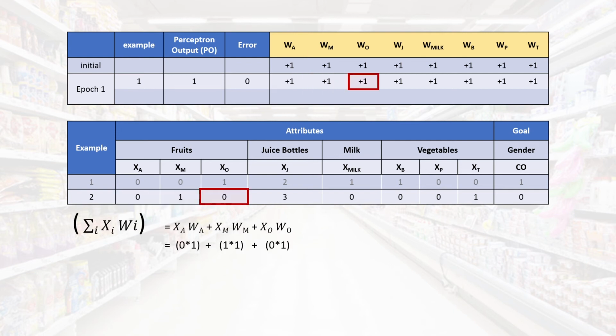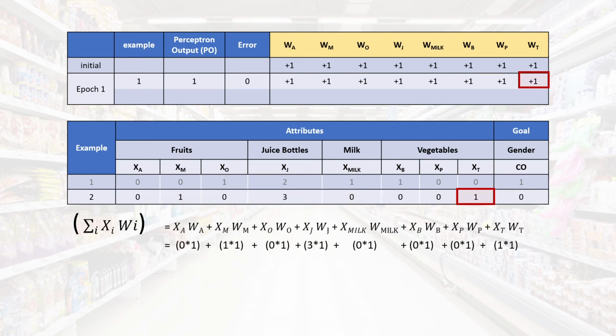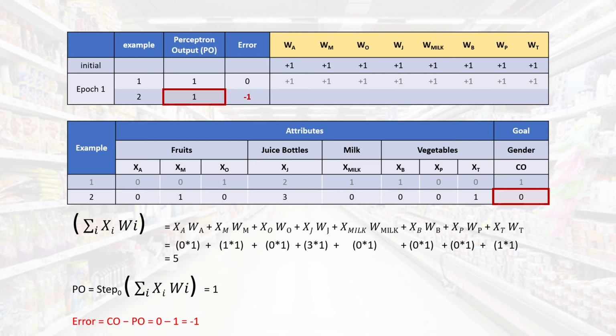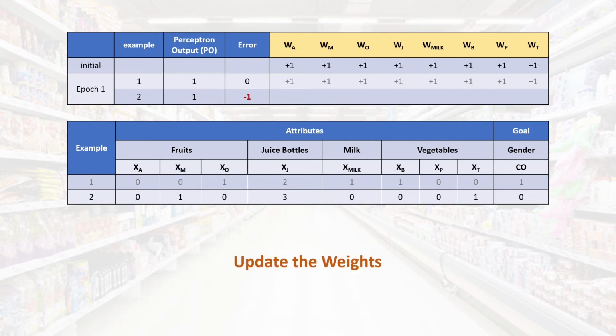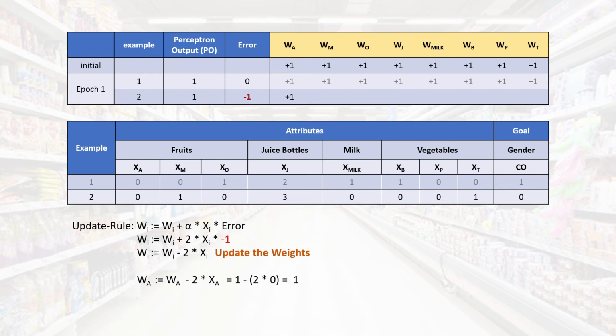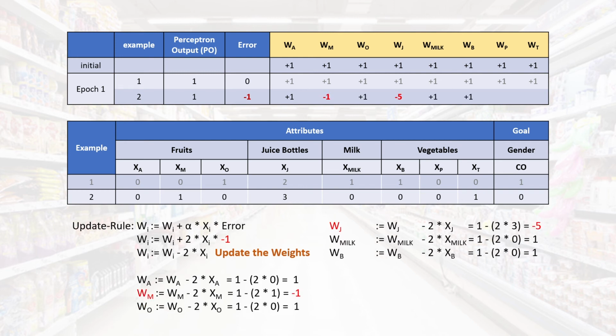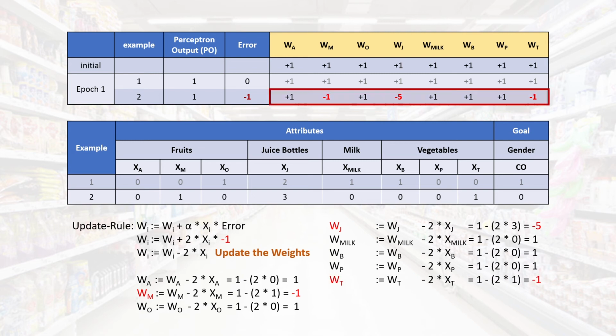Again, calculate the weighted sum of inputs. Pass the value to the activation function. Calculate the predicted value. Here, error is -1. Since the predicted value is 1, but the correct output is 0. Now let's use the update rule to calculate the new weights. We substitute the existing weight, learning rate and the inputs to this formula to calculate the new weight. We repeat this calculation until all the weights get updated. So these are our updated weights.